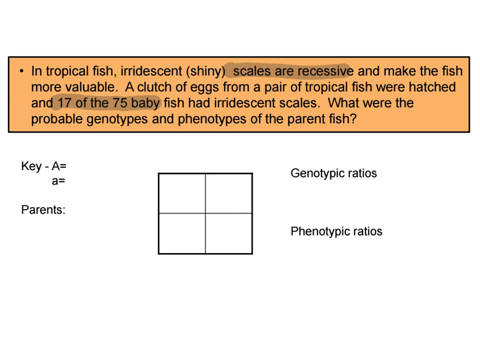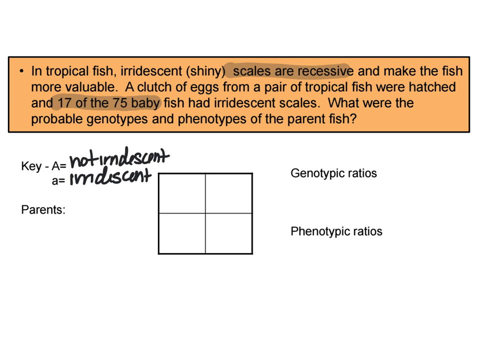Unlike the last problem, we don't have any information about either of the parents. All we have is the information about the offspring. We do have enough information to fill out the key. We know that iridescent scales are recessive. That means that not having iridescent scales is dominant.